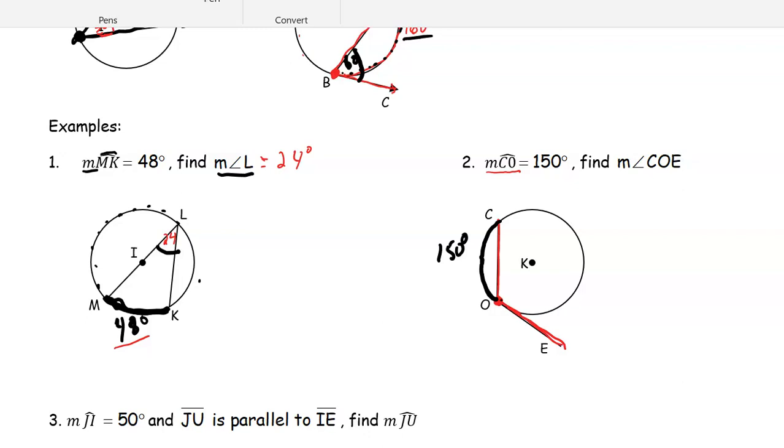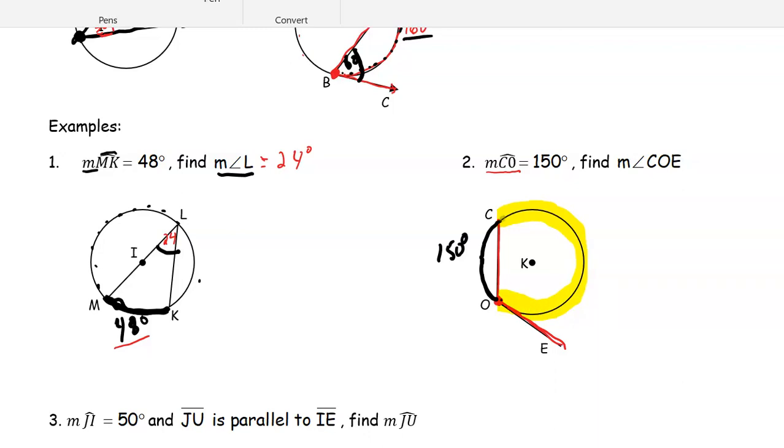COE, the intercepted arc created by that. Let's do yellow. It is going to be big though. This is the intercepted arc by this angle COE.